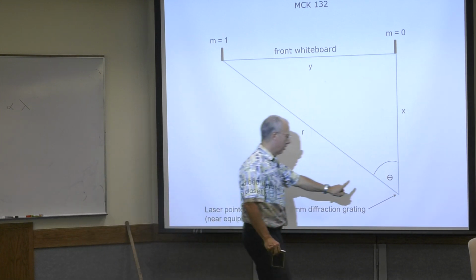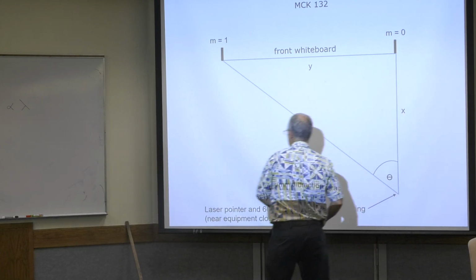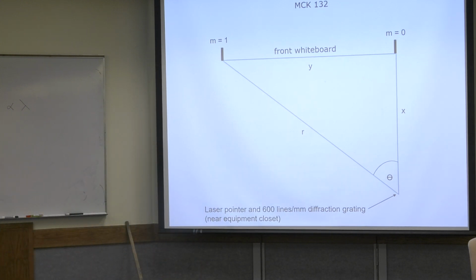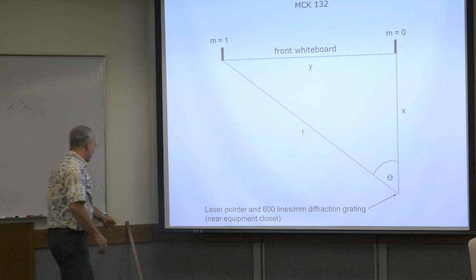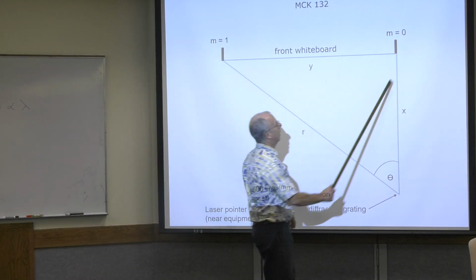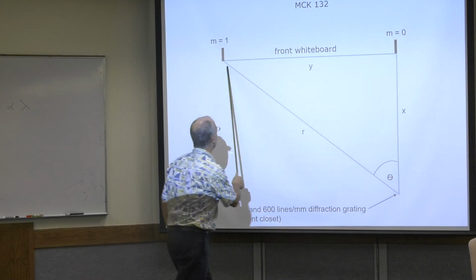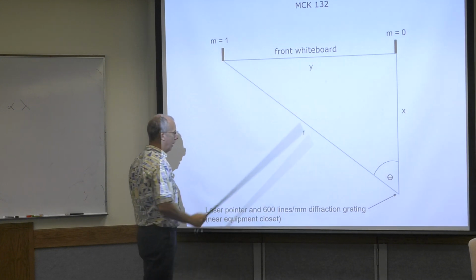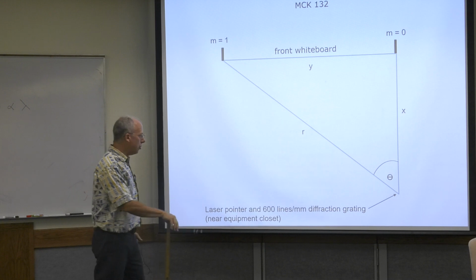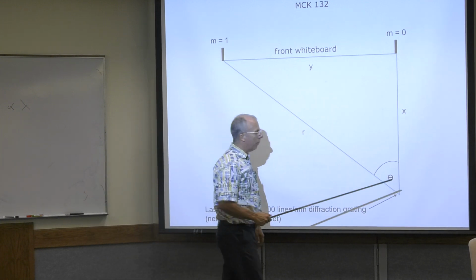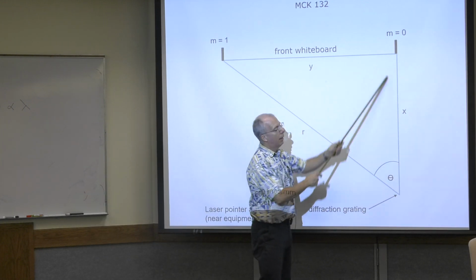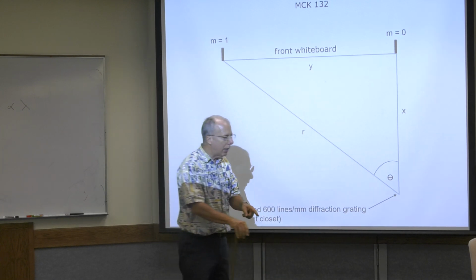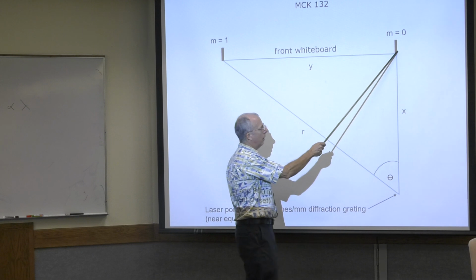So this is what happens. I shine it, and the diffraction grating spreads out the light. I see one max here, and then I see another max here. Let's call this the m equals 0 max, and this the m equals 1 max. Then I ask a student to count the number of tiles from here to here, and we know the length of a tile, so we get a pretty good approximation of this.